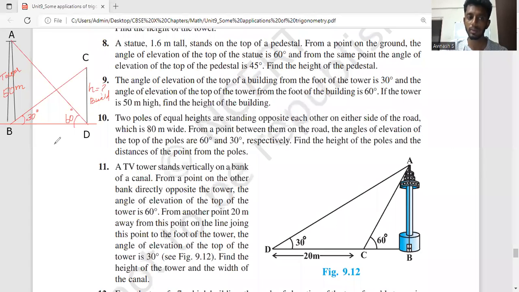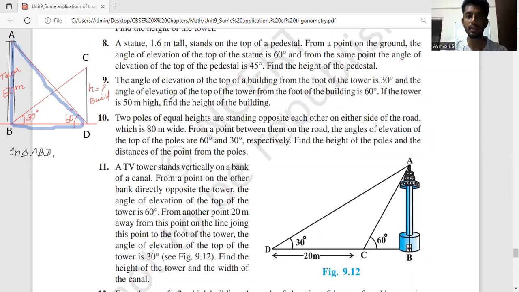Let us see how we can do this. First, I am taking the triangle. So in triangle ABD, I am taking this triangle. I'm also going to highlight it for you so that you're able to understand it better. I'm highlighting it with blue color. This triangle is what I'm taking. Now let us concentrate only on this triangle.